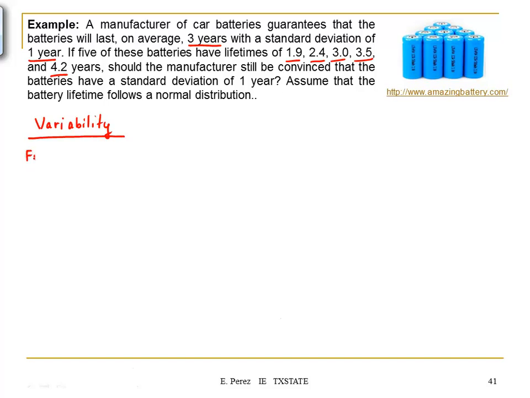So the first thing you have to do is find the sample variance.